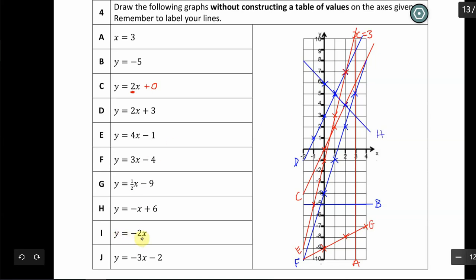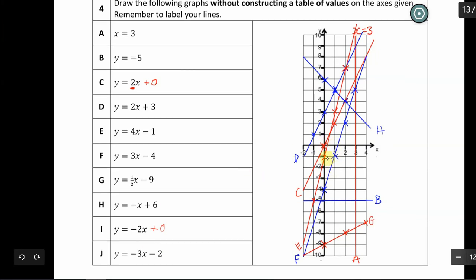Line I, y equals negative 2x. Well, we've drawn the line y equals 2x, and that went through 0. Well, this one is also going to go through 0, because there is no y-intercept here. So it's going to start at the origin again, but it is going to have a gradient of negative 2, so we're going to go across 1, down 2 this time. Across 1, down 2, across 1, down 2, and there we've got a few points. Should be enough. There we go.